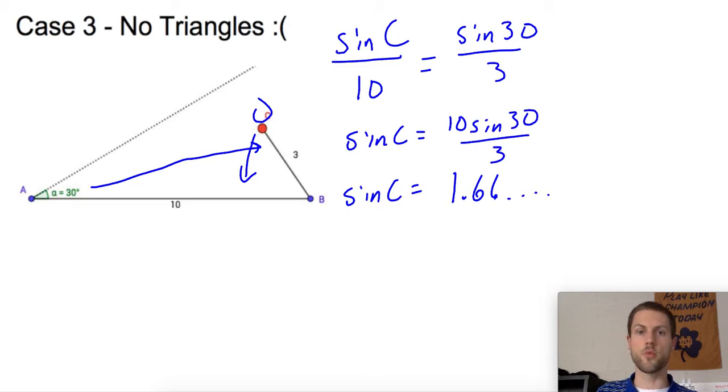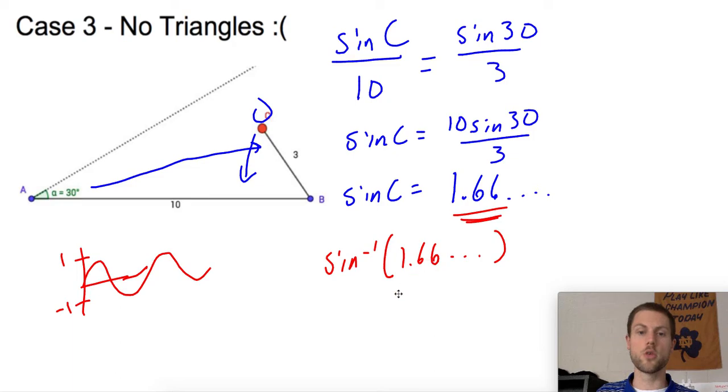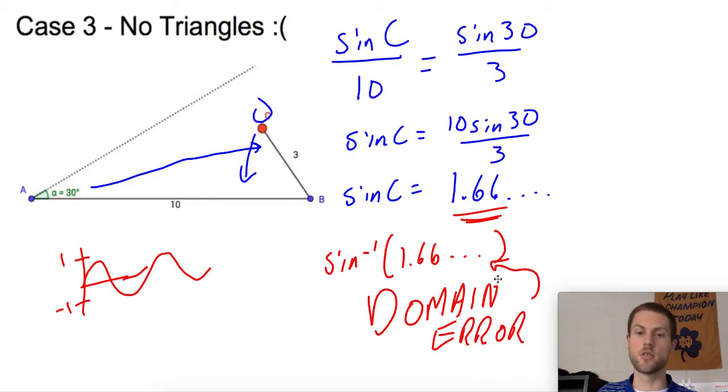Now this should cause some red flags because I can't have a sine value that's over 1. Think about your sine graph. Sine goes up and down, up and down, and it only has a maximum of 1 and a minimum of -1. There's no range in your sine function that goes above 1 or below -1. If you took the inverse sine of 1.66, you'd get a domain error because you can't put 1.66 into your inverse sine function.